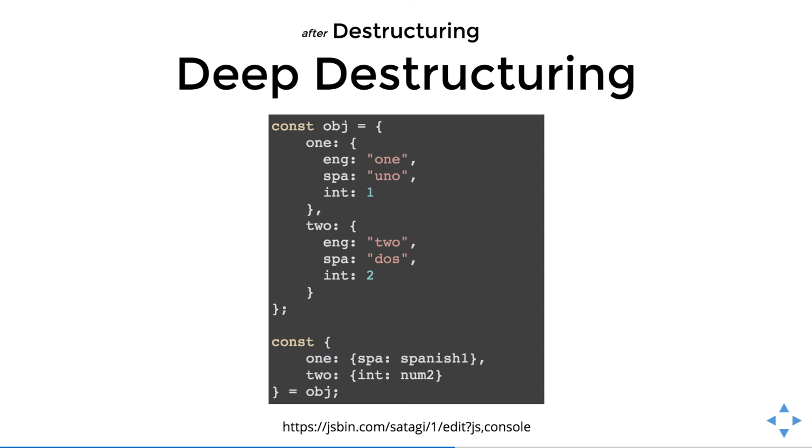What are the variables here? The variables are Spanish 1 and number 2. Spanish 1 is a variable now in the scope, and that's uno. So, same thing, the map. We're mapping object.1.spa, which is uno, to Spanish 1. It makes sense if you say the word from in front of each of them. From 1, from spa.